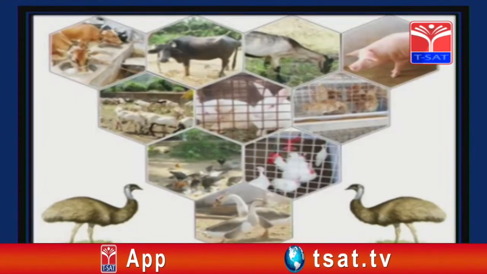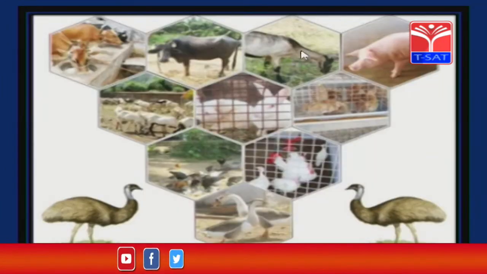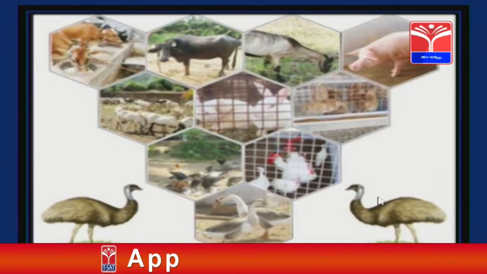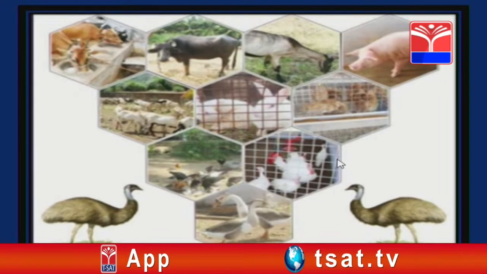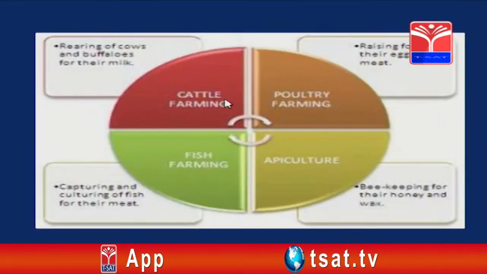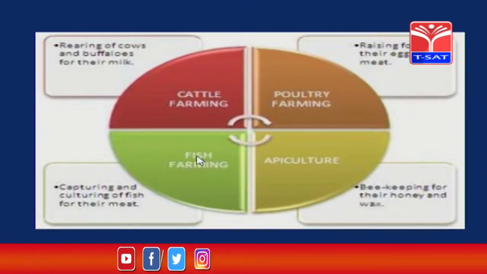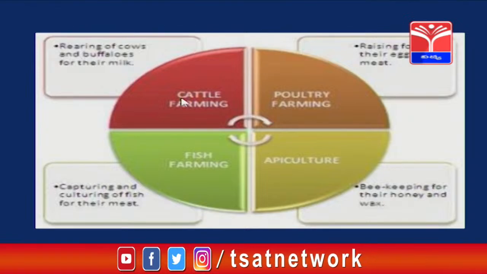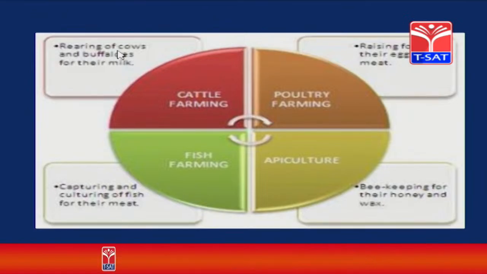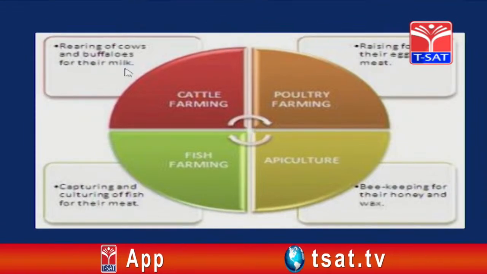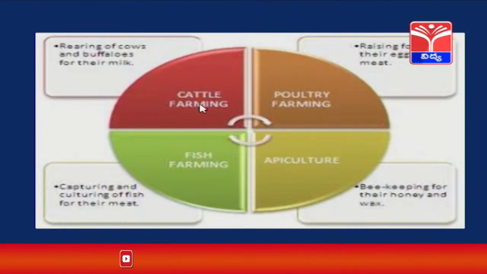See children, in this picture you can see rearing of cows. These are buffaloes, and here goats and pigs, poultry, different types of ducks, birds, and all these are included in animal husbandry. So mainly animal husbandry includes cattle farming, poultry farming, apiculture and fish farming. What is meant by cattle farming? It is nothing but rearing of cows and buffaloes, especially for their milk, and is called cattle farming.